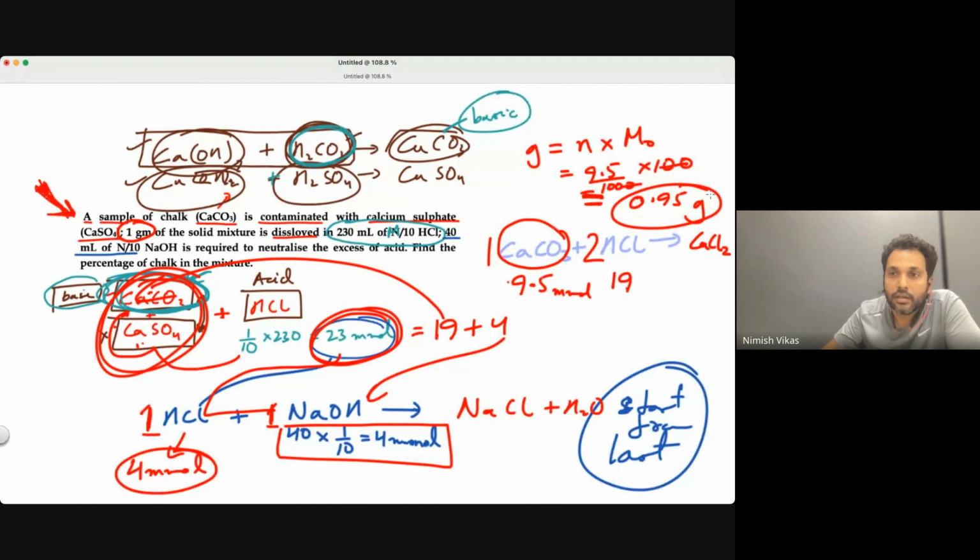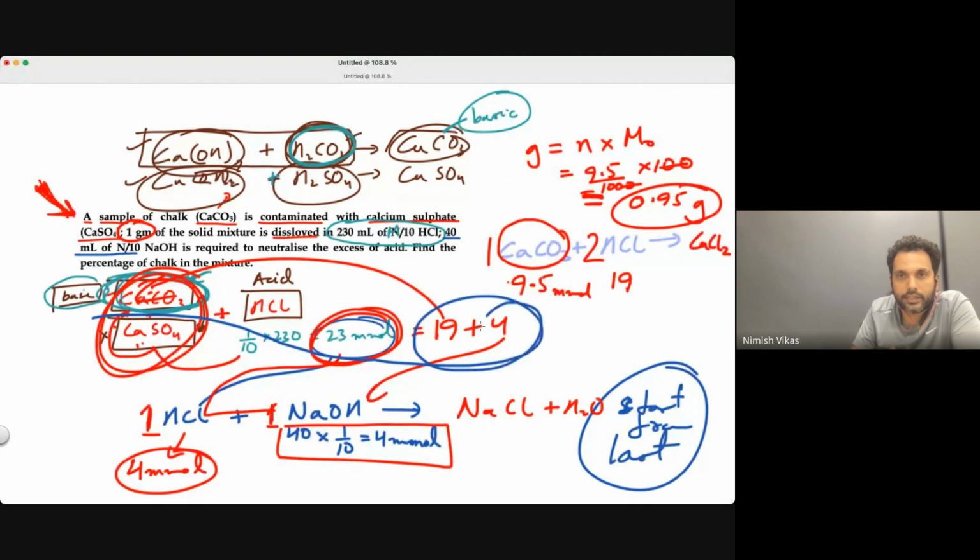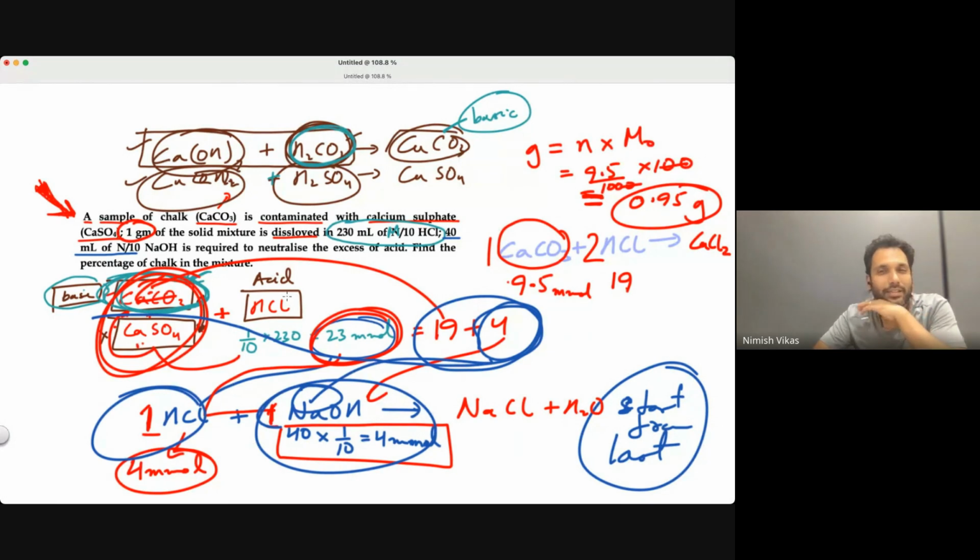Is that clear? The main point is, this was the main storyline, that there was a reaction, there was an excess, the excess was reacted with the other one, and from that you figure out how much it was that it is reacting. This is the same storyline that they will put the complication of either percentage purity, or the complication of diluting an acid and this and that, something they will do. Okay. Is that clear?